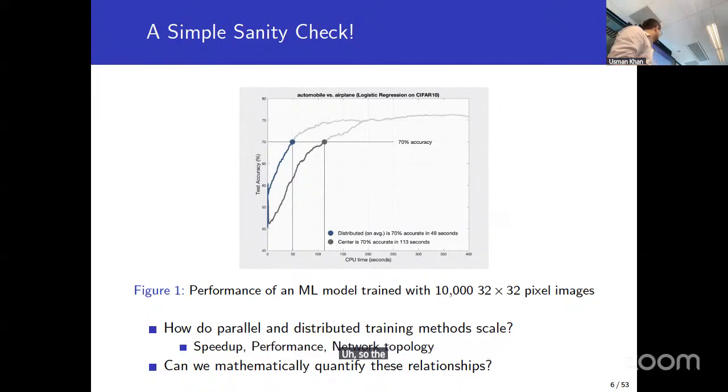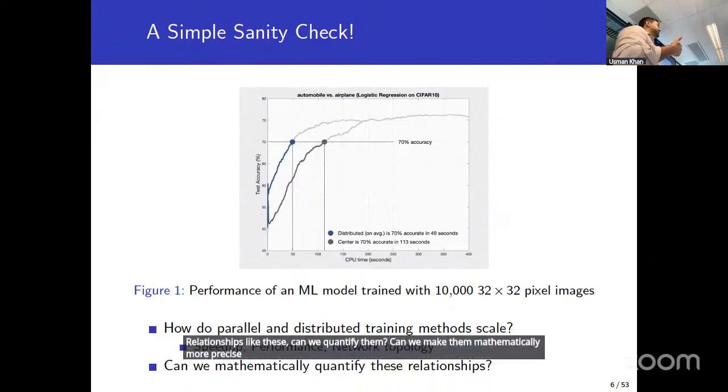So the goal of my talk is that if we observe relationships like these, can we quantify them? Can we make them mathematically more precise? What does it mean to go from 113 seconds to 49 seconds, etc.?